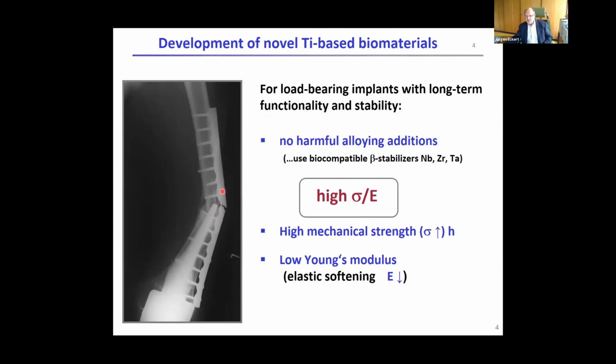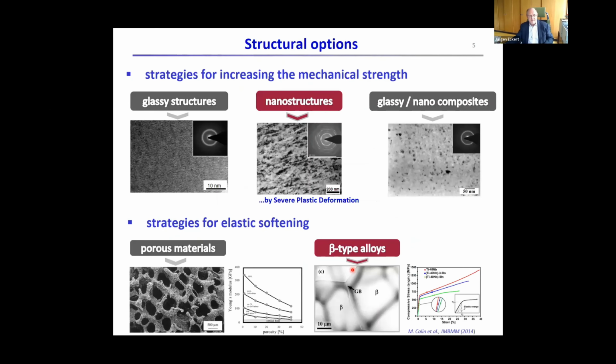So fatigue issues play a certain role, toughness issues play a certain role. But the main essential part here is that the ratio of the stress divided by the Young's modulus, basically a kind of measure for the stiffness, is way too high for most of the metallic materials. So you want to look for something that has, on one end, of course, a high mechanical strength so that you can transfer loads, but on the other hand, you want something with a relatively low Young's modulus. So you want a kind of elastic softening to prevent this.